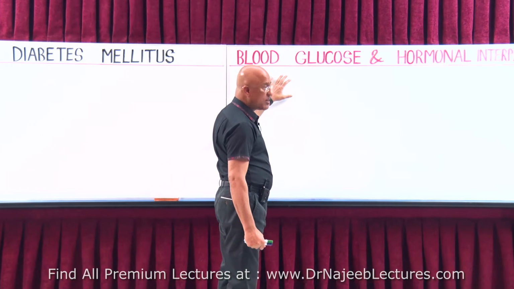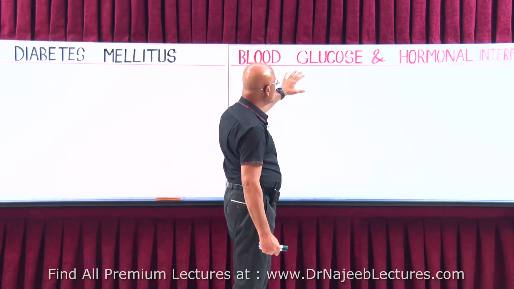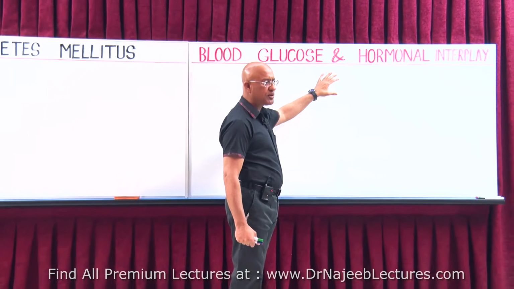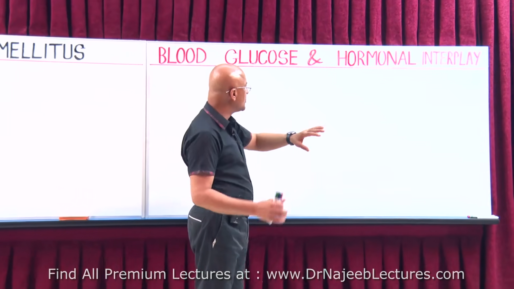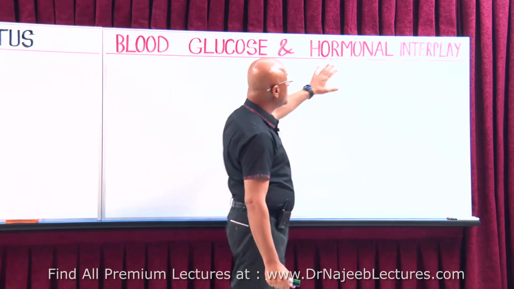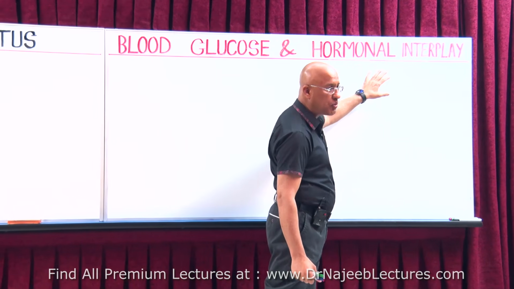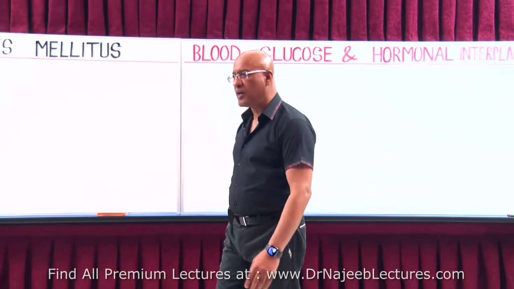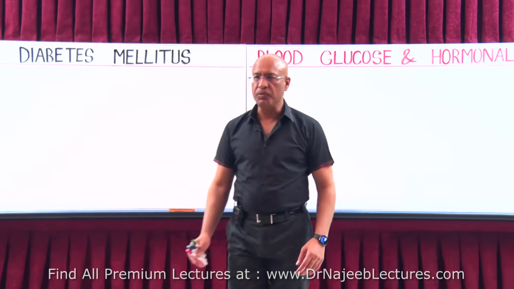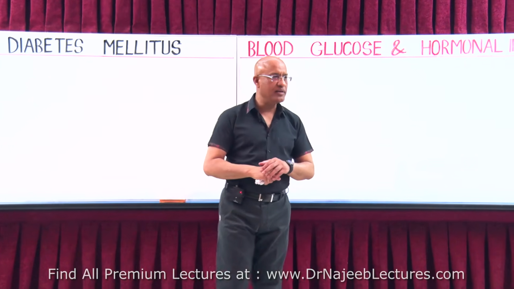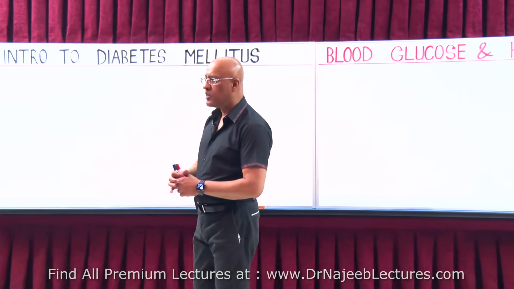fundamentals, right? We will talk about how blood glucose level is regulated in a healthy person within normal limits, right? And blood glucose level and role of different hormones, hormonal interplay. There are hormones which prevent hyperglycemia and there are hormones which prevent hypoglycemia in a normal person, right? So we will be talking about that too, right?